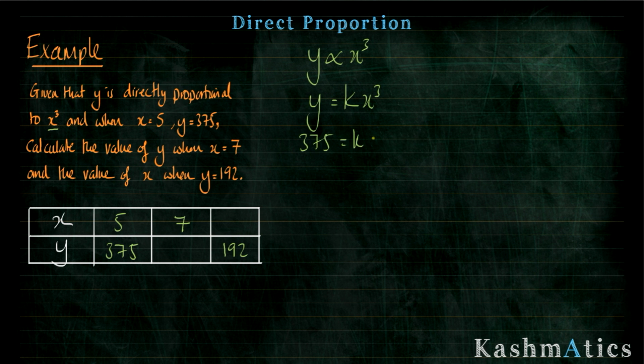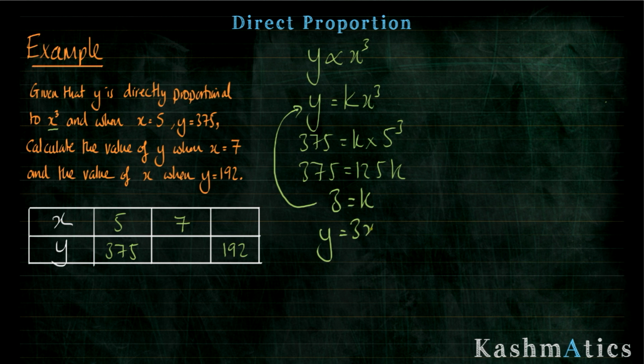375 is equal to k multiplied by 5 cubed. So 375 is equal to k multiplied by 125, so 125k. And if I divide both sides by 125, I get k is equal to 3. So I'm going to plug that in there to get y is equal to 3x cubed. All right, so this is the relationship between y and x.